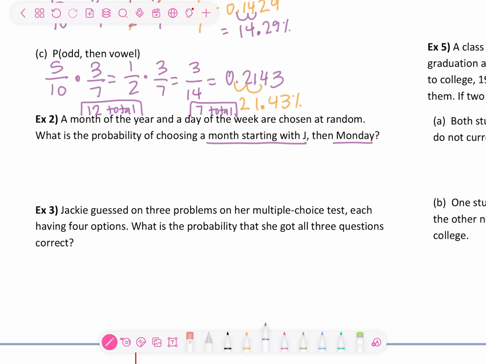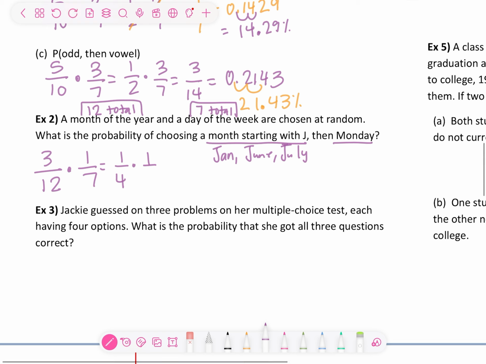So we have the months out of 12, a month starting with J. So January, and then February, March, April, May. So June. So January, June, July, August, September, October, November, December. So 3 of them. So 3 out of 12 times Monday. That's only one day of the week, right? 1 out of 7. Simplify 3/12 to 1/4 times 1/7.